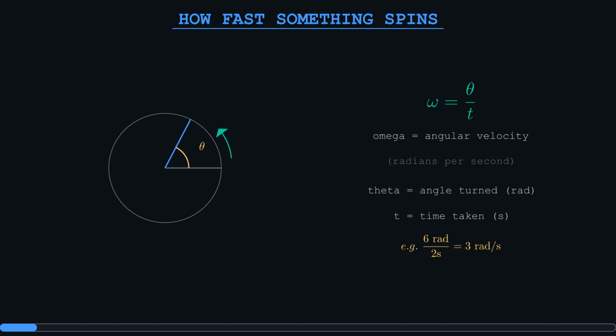Angular velocity describes how fast something rotates, measured as the angle turned in radians, divided by the time taken. It is given the symbol omega and measured in radians per second. For example, turning through 6 radians in 2 seconds gives an angular velocity of 3 radians per second.